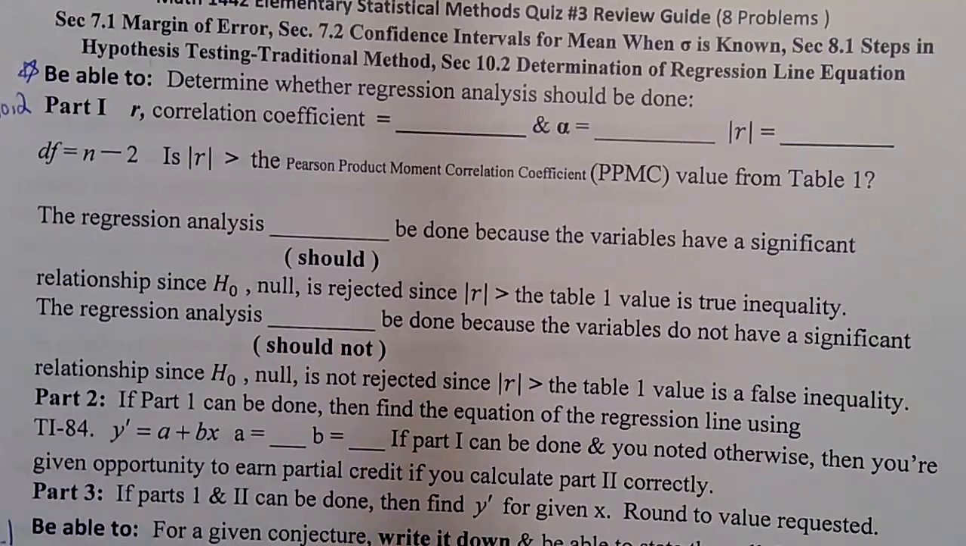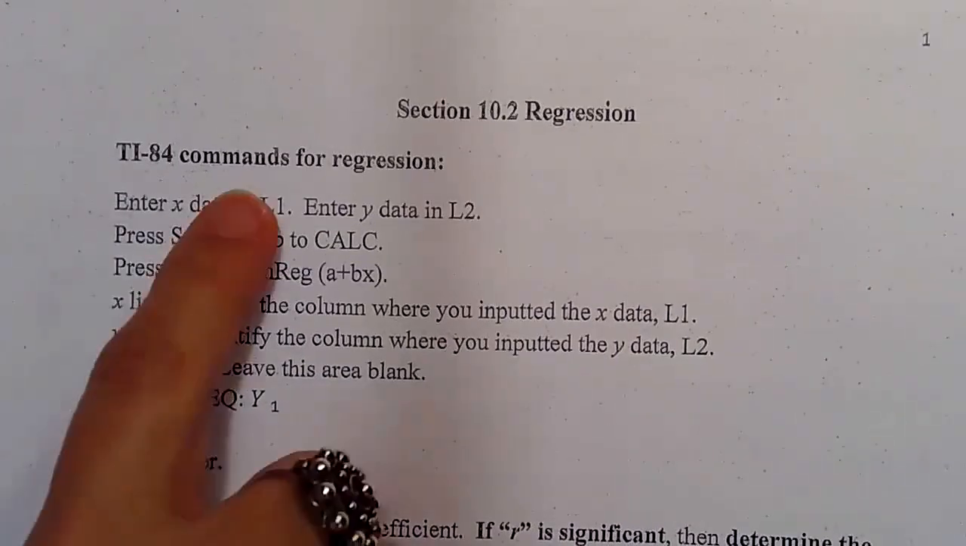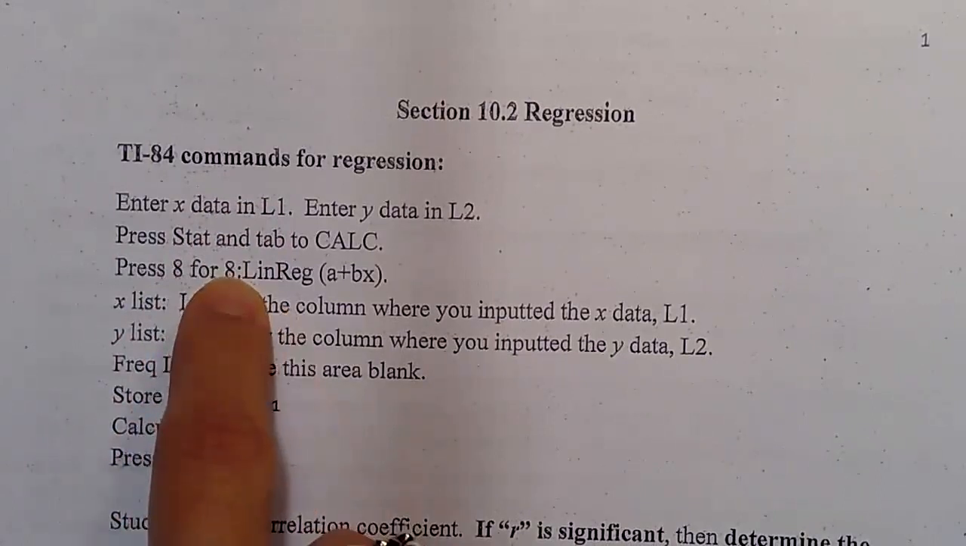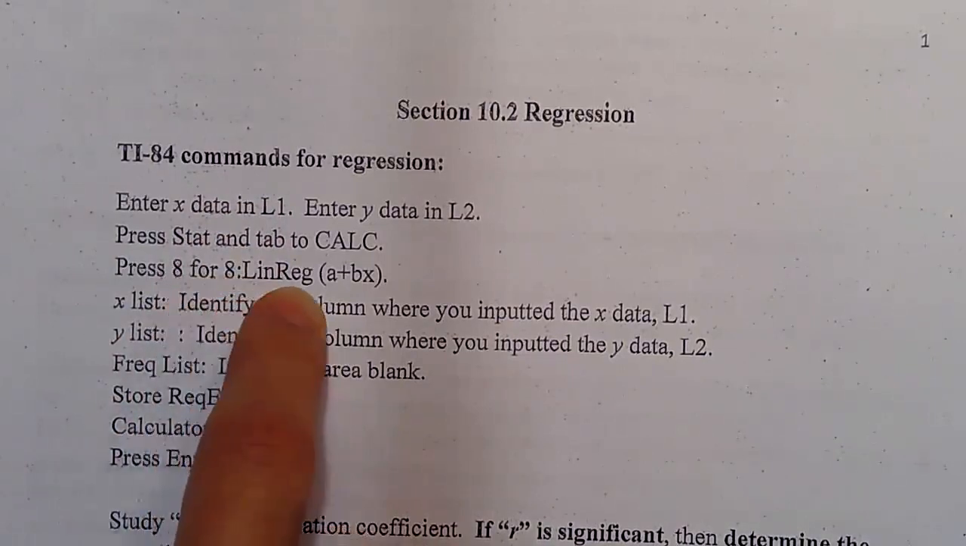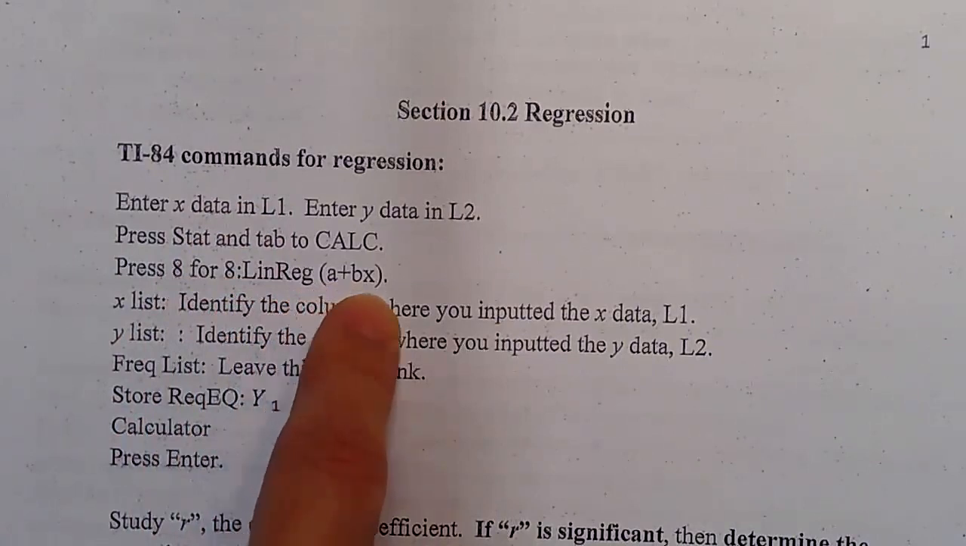I can show you that here. This is another handout that I wanted you to print, because these are the commands we're going to use. I think they've taken it out, but there was an error in the workbook where they had you use the wrong command. I think they were having you press 4, but it's actually 8 that you need to press for this A plus BX, because 4 is AX plus B, and you want A plus BX. So you want to press 8.